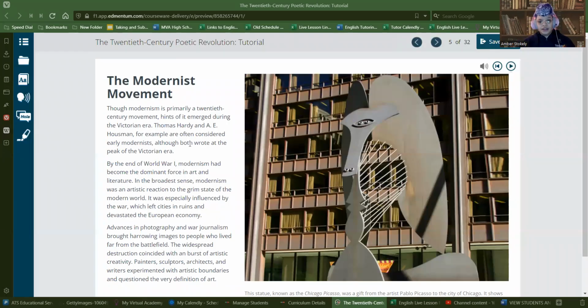All righty. So we're starting on slide number 5 about the modernist movement. And even though there's only 3 paragraphs here, there's a lot of information. So we'll just jump right in. They give you the information at the beginning that modernism is a 20th century movement.